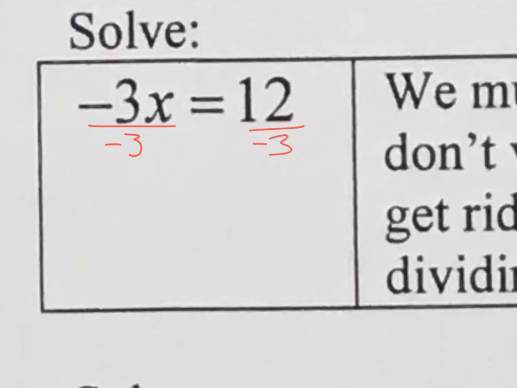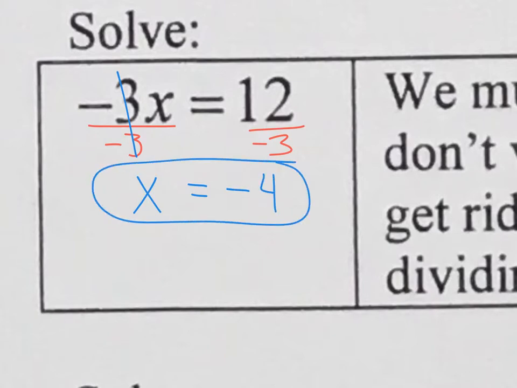And what you do to one side, you do to the other side again to maintain the balance. So the -3's cancel out, the x comes down, the equal sign comes down, and then it goes back to knowing how to divide and multiply and add and subtract integers. 12 divided by -3, what's the answer? -4. A positive divided by a negative is a negative.